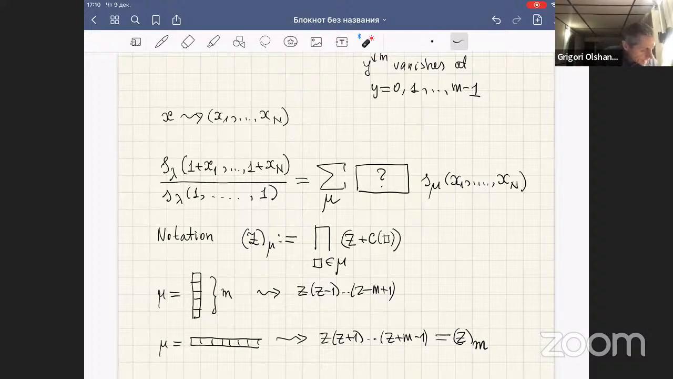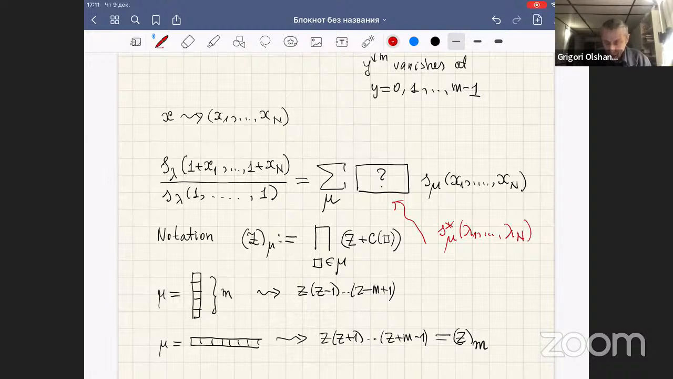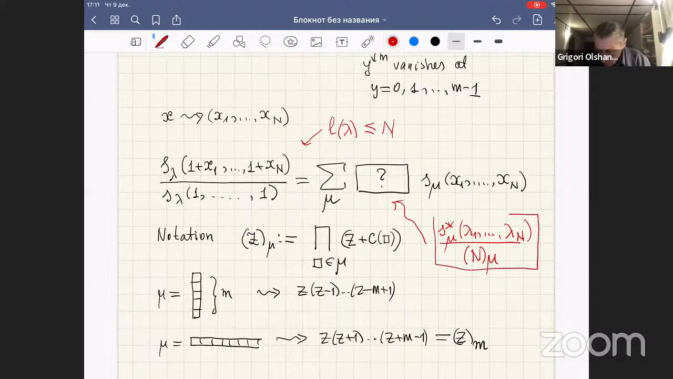And now I can state the result, and the result is that this coefficient is actually equal to the following expression. I recall that this is the shifted Schur polynomial in lambda. I assume that the length of lambda does not exceed n, otherwise the left-hand side is equal to 0. And it should be divided by this expression. So the result is that the coefficient in question is equal to this one.